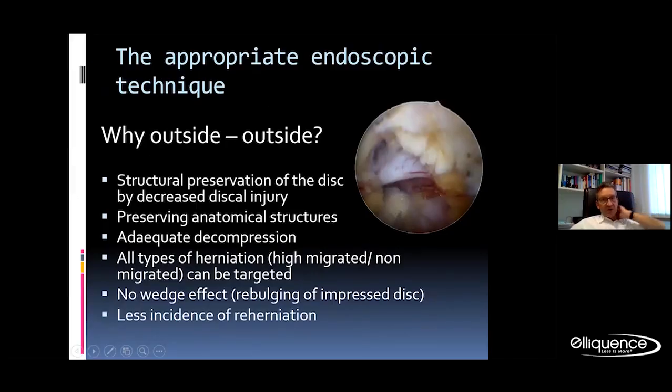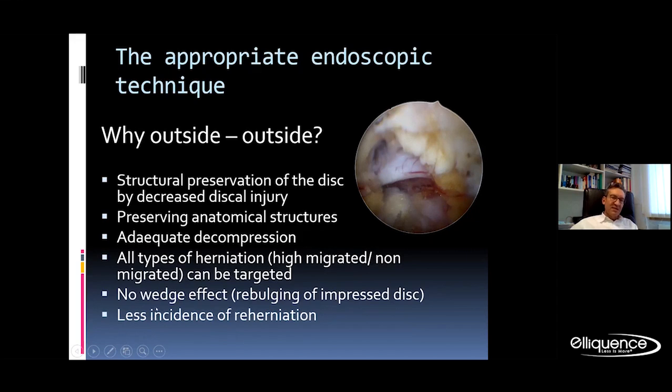Then what is the appropriate endoscopic technique? Why outside? We keep a structural preservation of the disc by decreased discal injury. We want to preserve as many anatomical structures as possible. On the other hand, you need an adequate decompression, and all types of herniations, highly migrated and non-migrated, can be targeted.